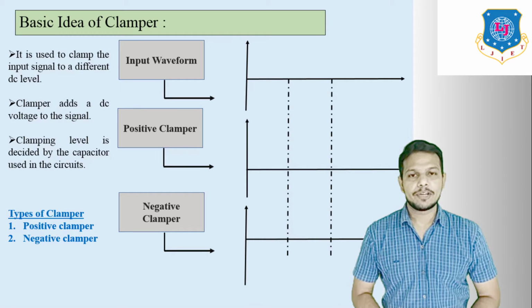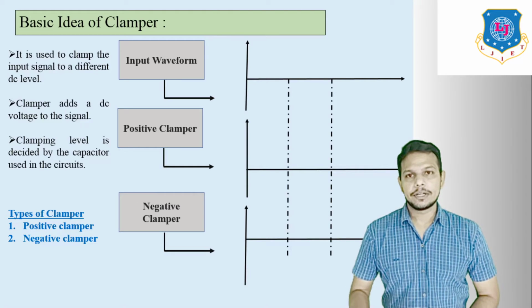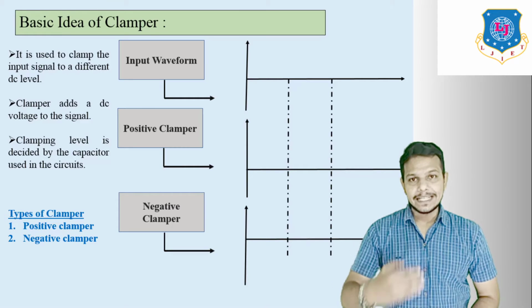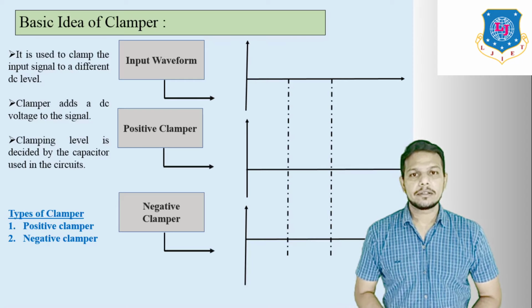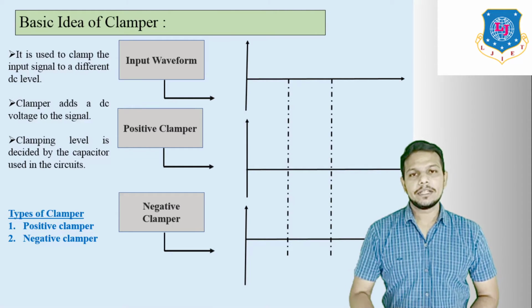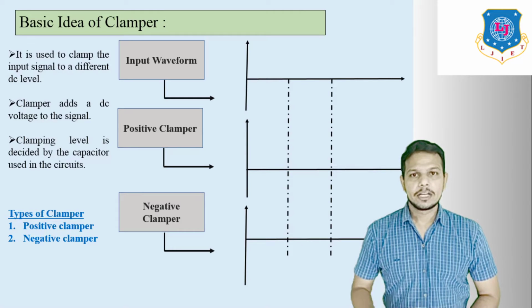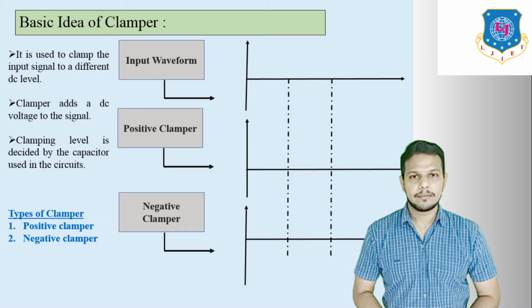In this circuit diagram, we are going to use a DC supply and a capacitor. Here, the clamper adds a DC voltage to the signal. DC is a constant signal. It adds this signal into the final output waveform. The clamping level is decided by the capacitor used in the circuit diagram.